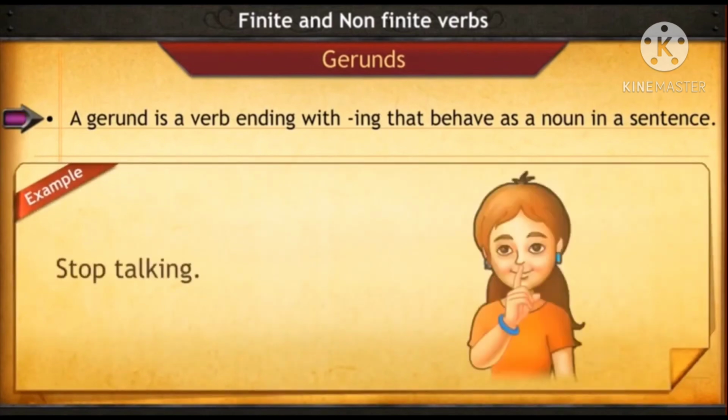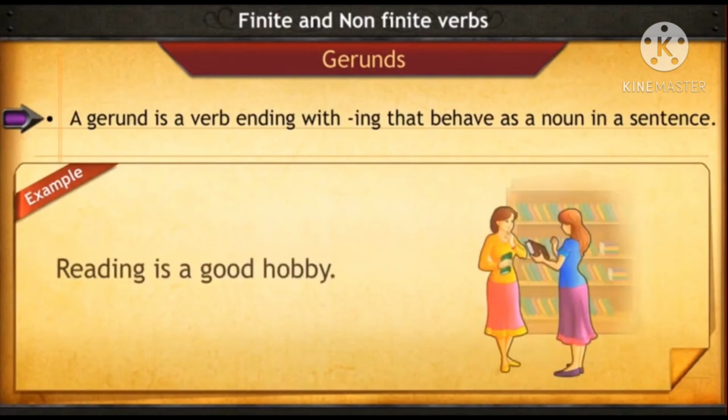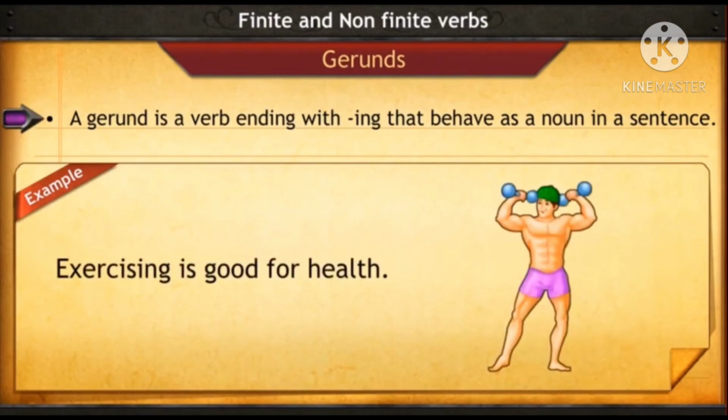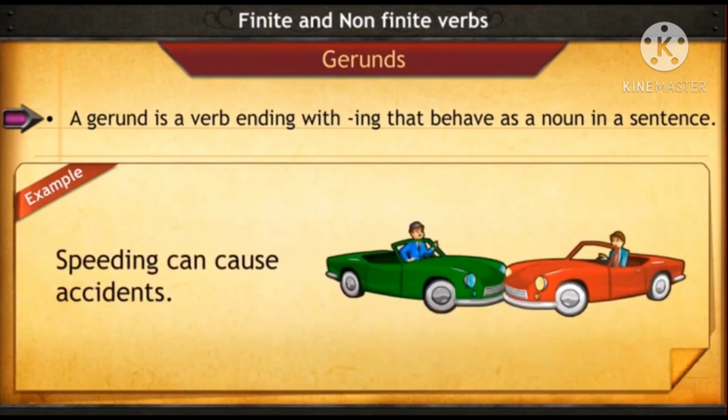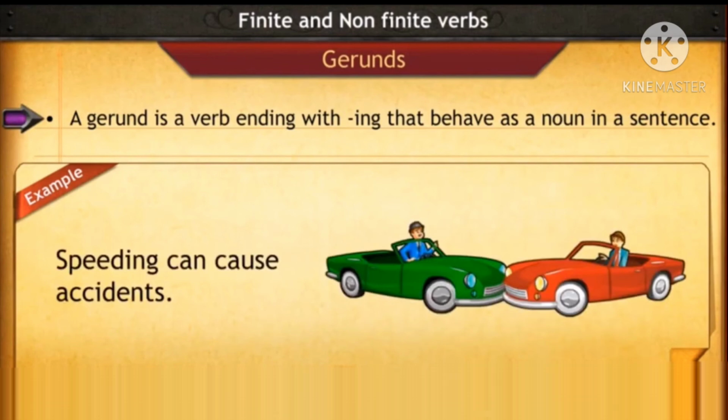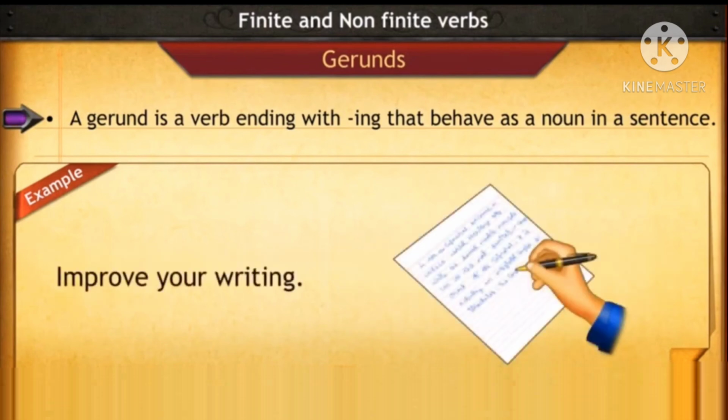Here are some more examples. Stop talking. Reading is a good hobby. Exercising is good for health. Farming is our main occupation. Speeding can cause accidents. Improve your writing.